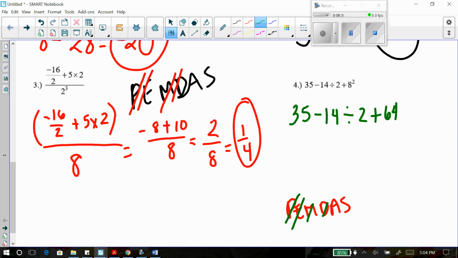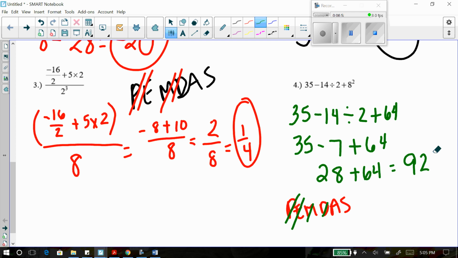Multiplication and division, well, 14 divided by 2, 7. Now adding and subtracting left to right. So I know that A comes before S, but you have to do adding and subtracting left to right. So 35 minus 7 is 28. And 28 plus 64, 92.